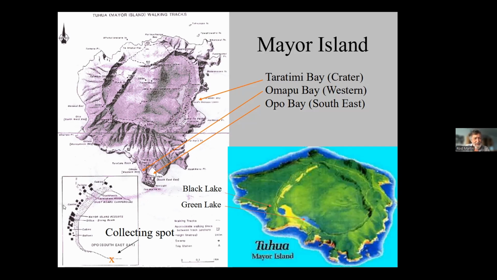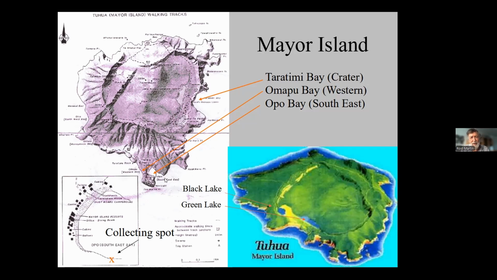Down here are collecting spots in Opo Bay. This is probably the most productive one, on the southern arm of Opo Bay. It's quite rocky around here. It's underlain by some lava flows and some pyroclastic material. And if you're breaking rocks, you're not interrupting tourists or anyone else who are landing on the sandy area at the end of the bay.